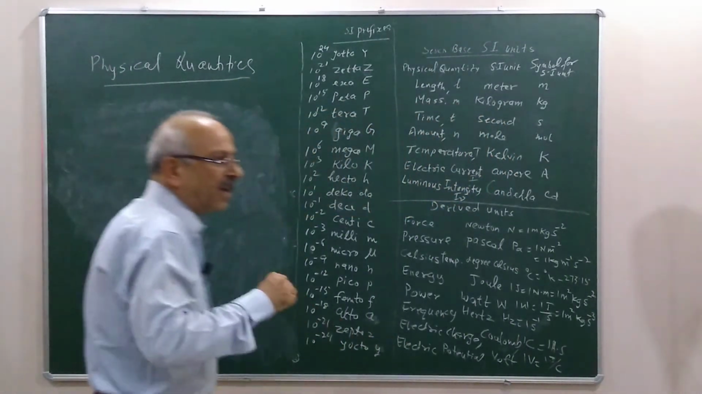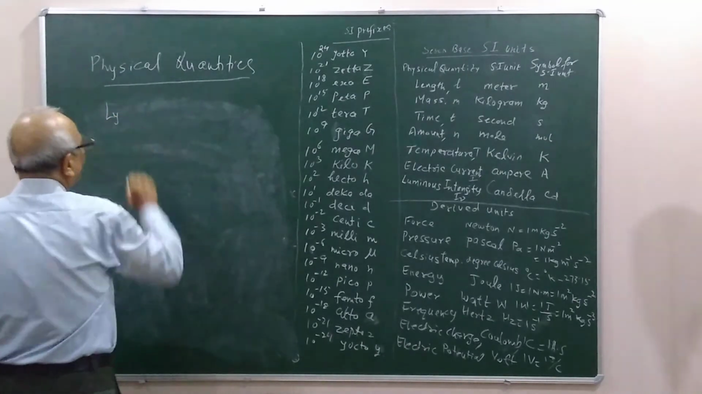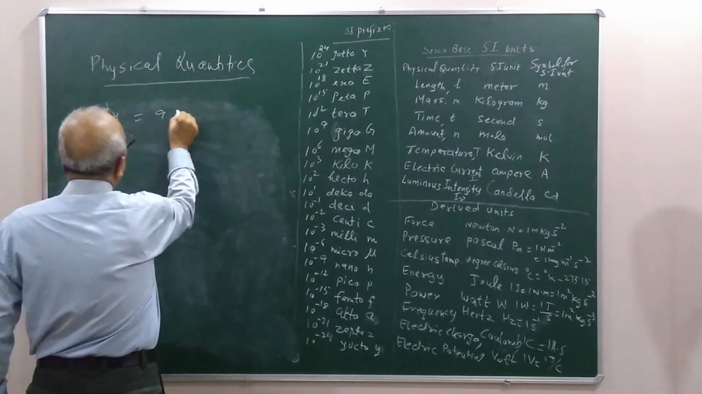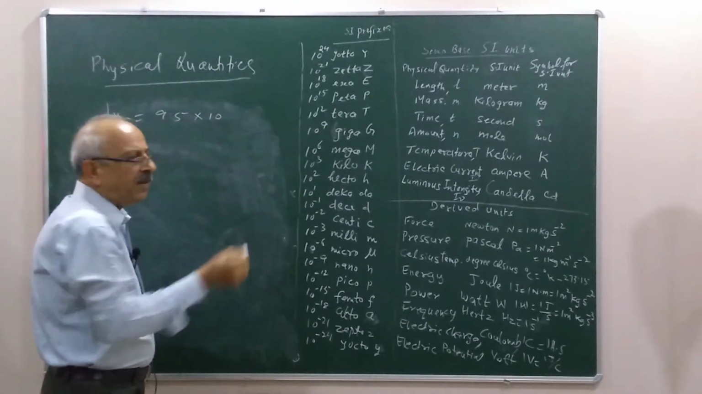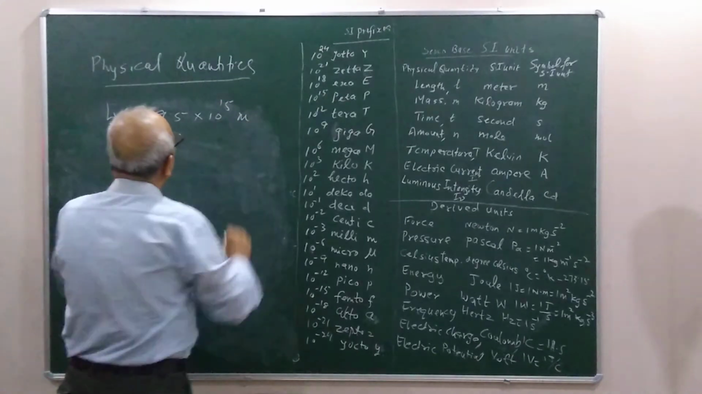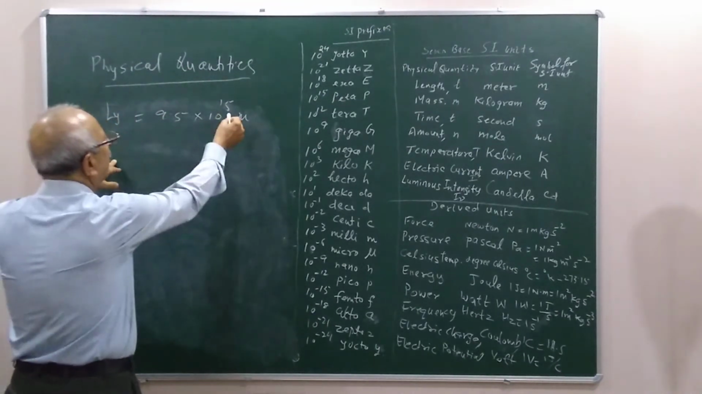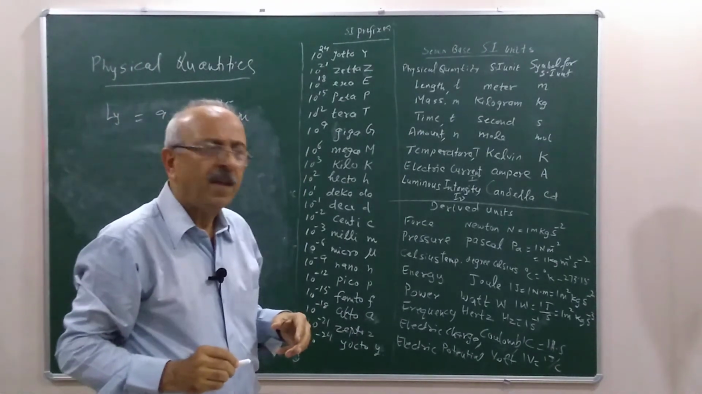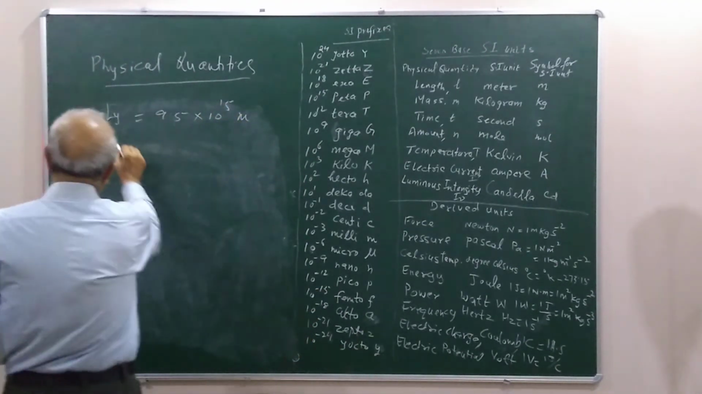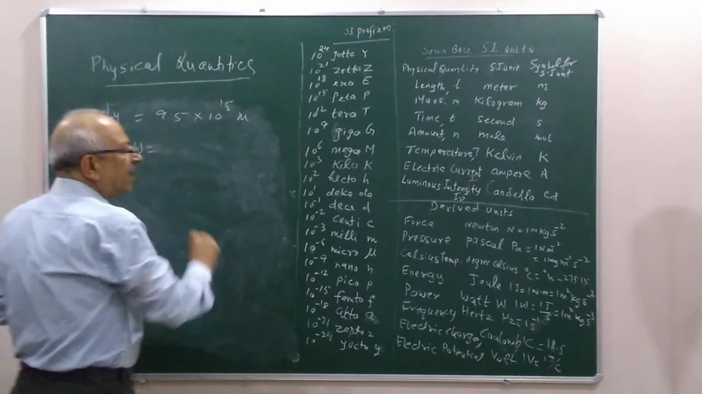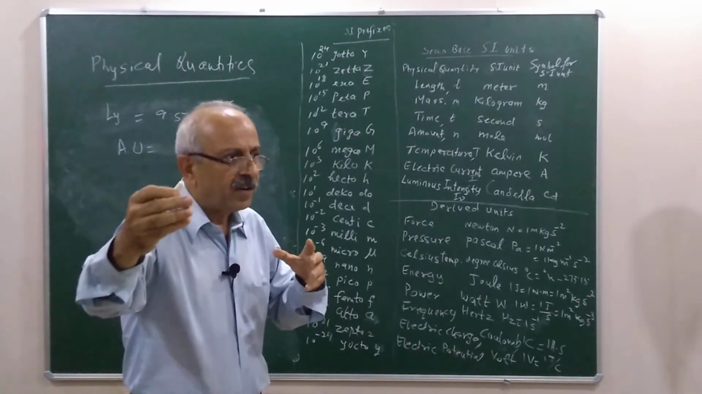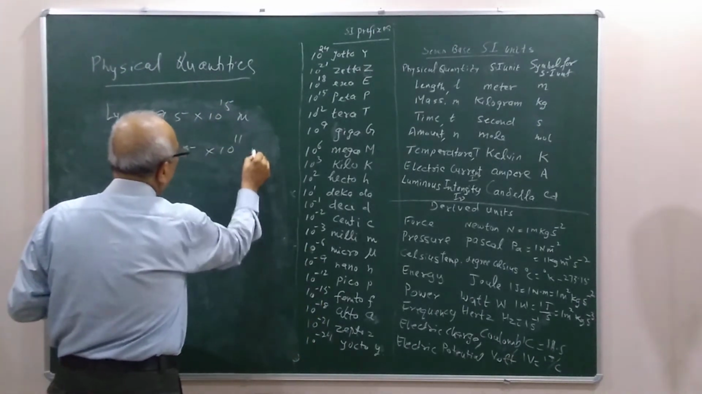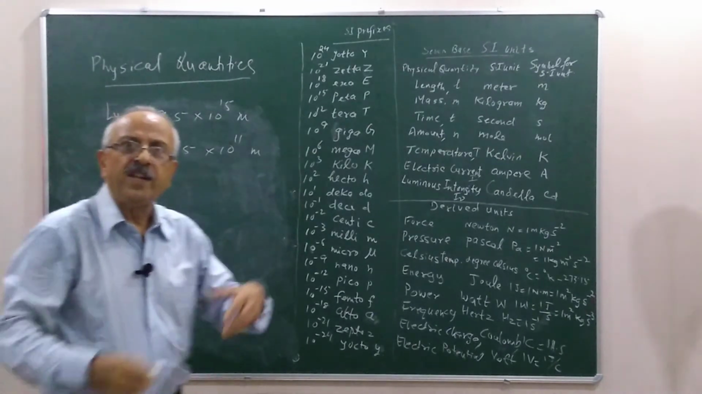If I consider another unit, the light year, the distance traveled by light in 1 year, it is 9.5 into 10 power 15 meters. If I write that many zeros on the blackboard, it will fill it completely. Therefore, if I talk of the AU, astronomical unit, the distance between Earth and Sun, it is around 1.5 into 10 power 11 meter.